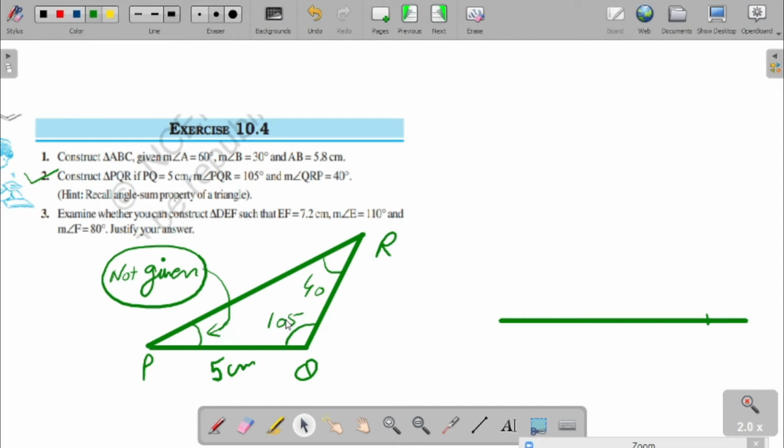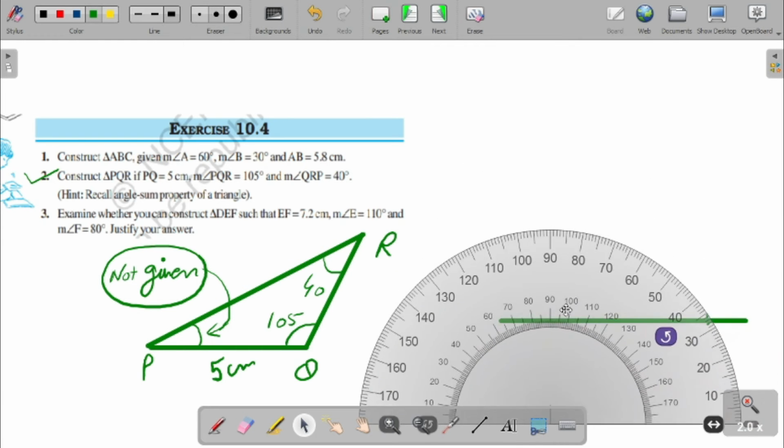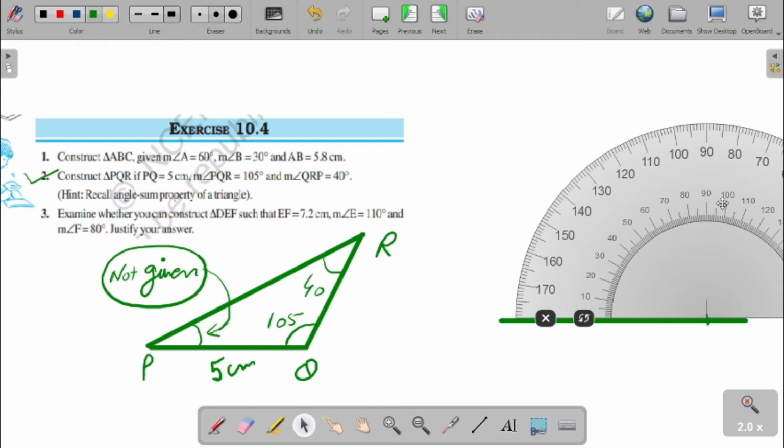Then we need 105 on that side. For example, you need 105. So we can mark it here, 105. From this side we move. This is 100. This is 105. So this is 105. Okay, you have to see this one. Since the scale is moving this side, we are using this scale, the lower scale. Okay.